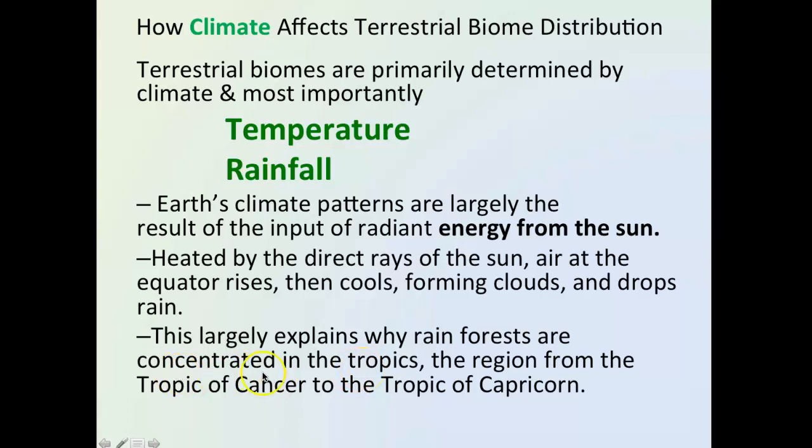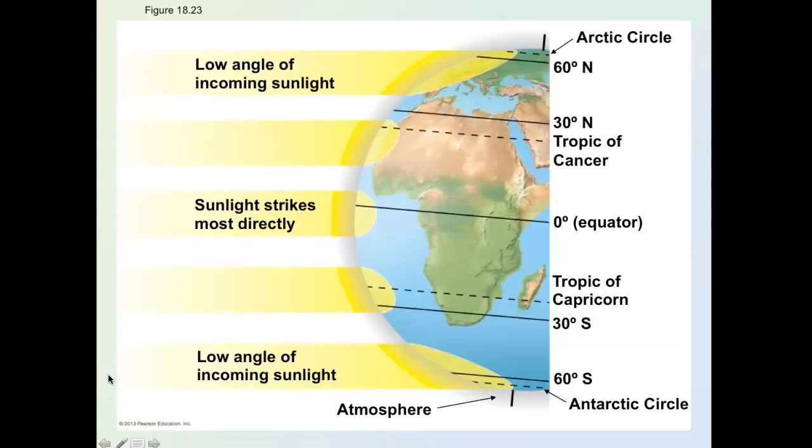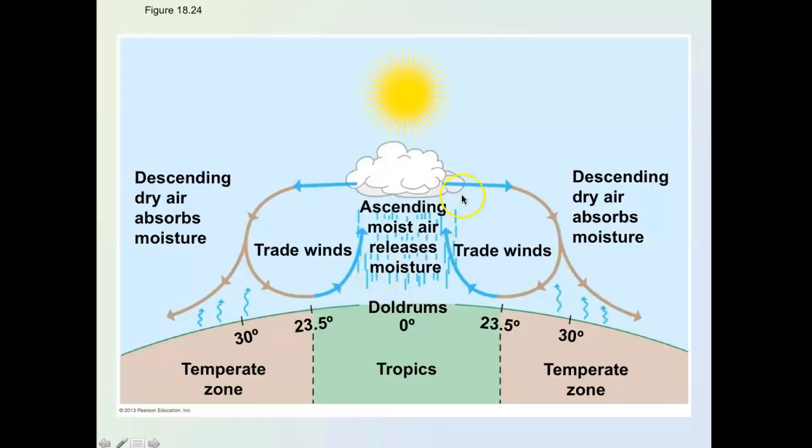And so the region from the Tropic of Cancer to the Tropic of Capricorn. Okay, so here's our Tropic of Capricorn. Here's our Tropic of Cancer. This is where we're going to find a lot of rainforests because we have this scenario. You have a lot of evaporation, but it comes back down.